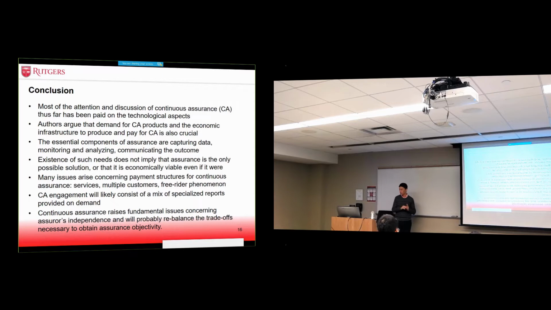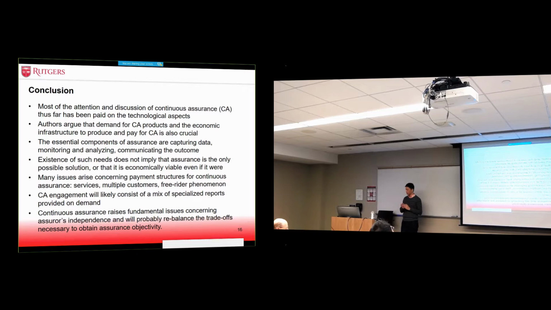So the most important attention in the discussion of continuous assurance has been on the technological aspects, but what has been less focused on is the demand and economic infrastructure that's needed for continuous assurance. The sole essential components of assurance are capturing data, monitoring, analyzing, and communicating the outcome. The existence of such needs does not imply that assurance is the only possible solution. There can be some other economically viable alternatives.